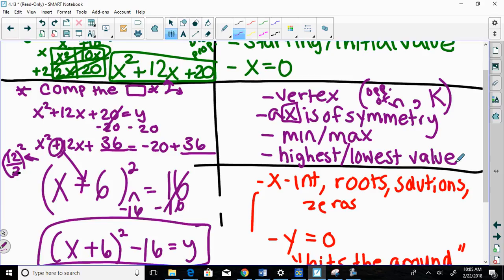This is opposite of h. So like right here, what would my vertex be for this one? Negative 6, so it's the opposite of what's in the parentheses, but the same as what's right there. And so that would be your vertex. So opposite of h and k. Okay, that's your notes for today. Does that make sense? Yes.